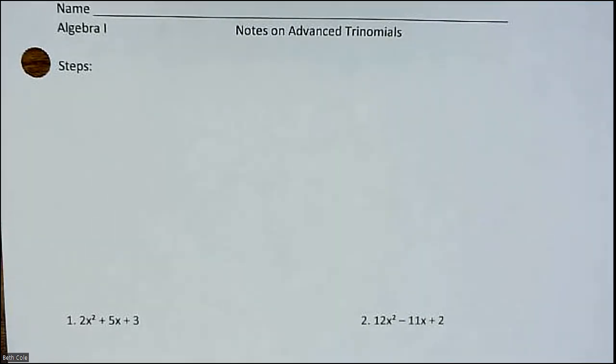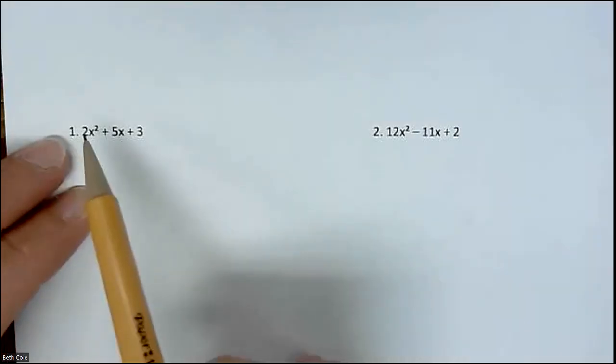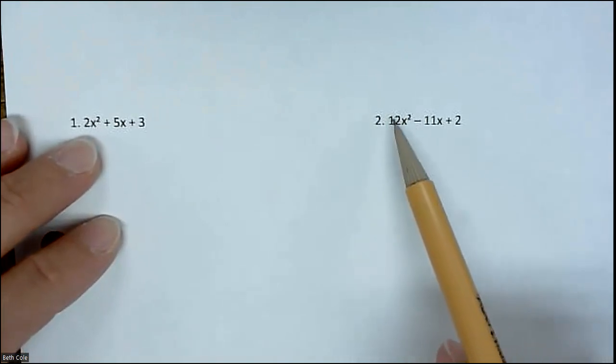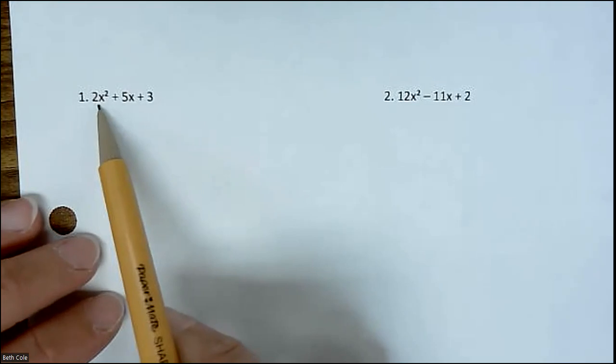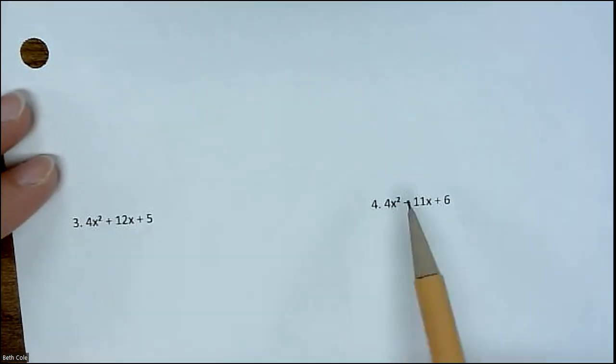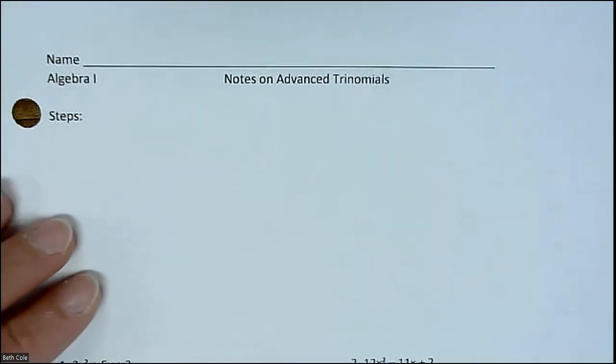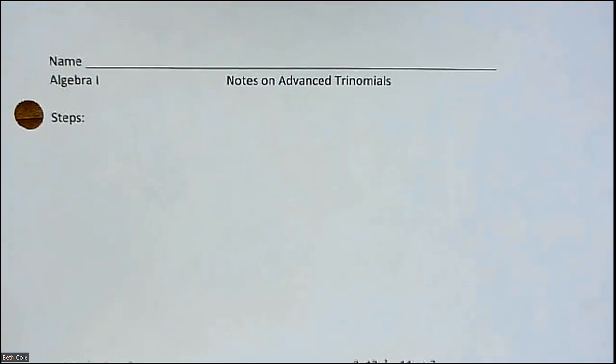So whenever you see one of the trinomials that has an extra number in front of it, do you see how these aren't just x squared? Like, do you see that? 2x squared, 12x squared, 4x squared, 4x squared. So if there's an extra number there, it's going to be a little bit more complicated of a problem.